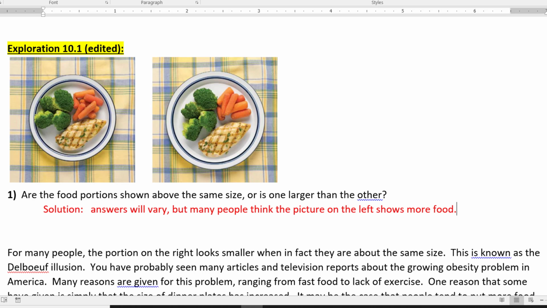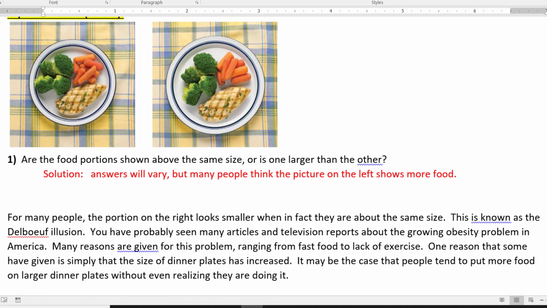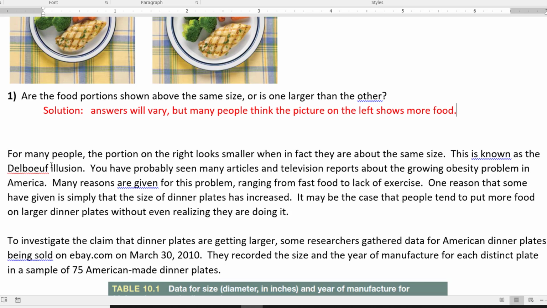In fact, they have the same amount of food and just a different plate size. This is actually known as the Delboeuf effect. I'm not really sure if that's how you say that name. Sorry, I'm saying the Delboeuf illusion. Might be pronouncing that wrong.